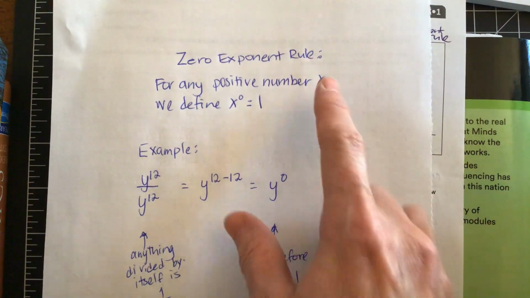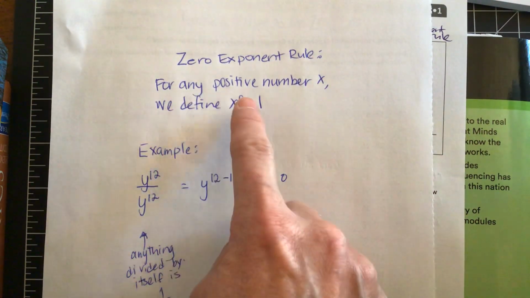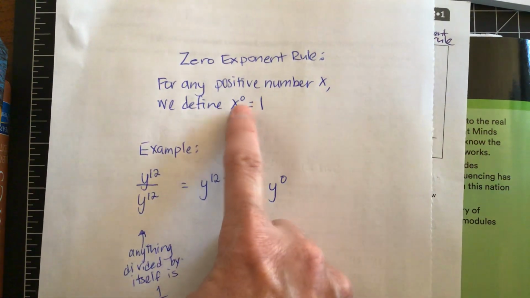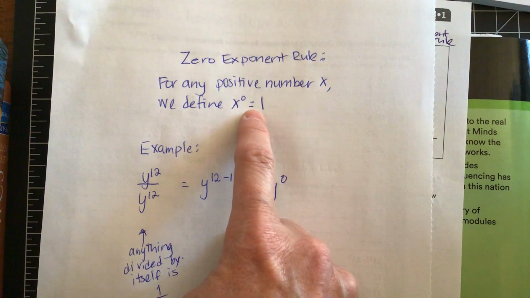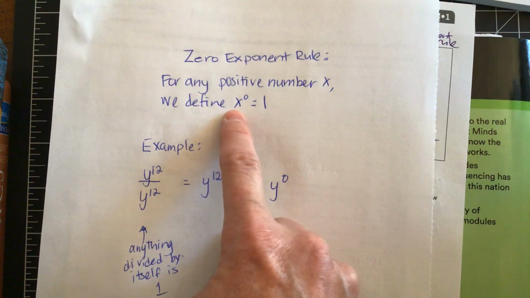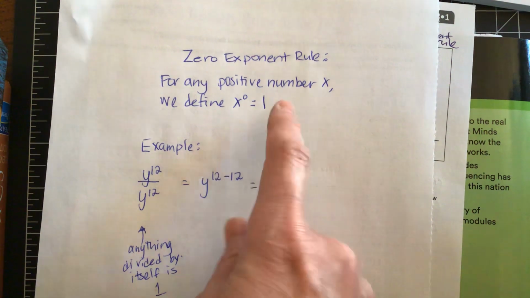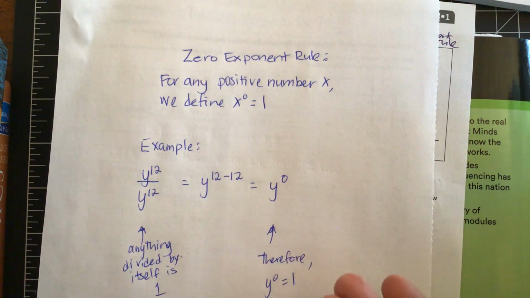The 0 exponent rule says that for any positive number x, we define x raised to the 0 power equal to 1. Or any number raised to the 0 power is equal to 1. Now you might think that it is equal to 0, but that is not true. It is equal to 1.